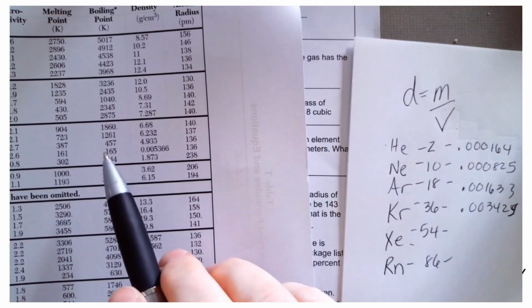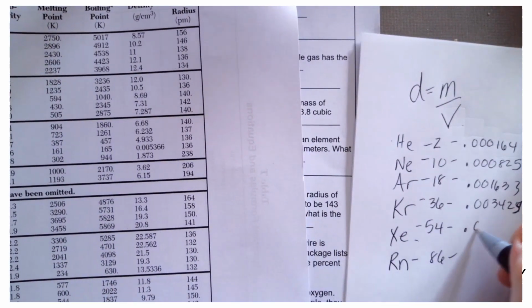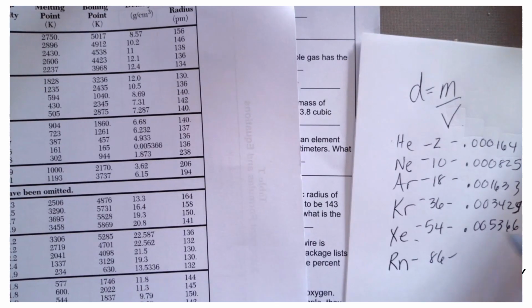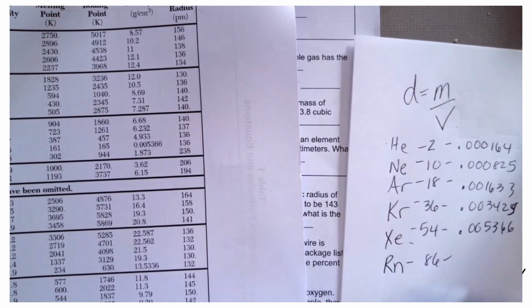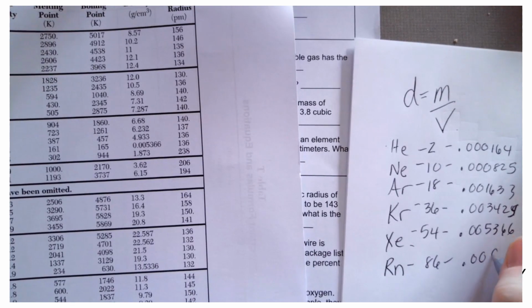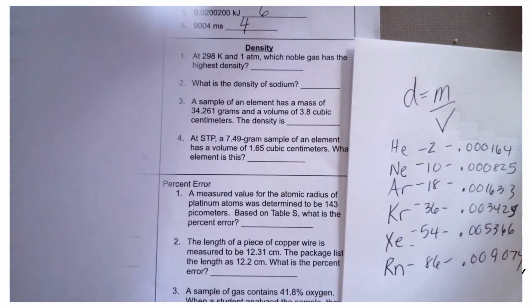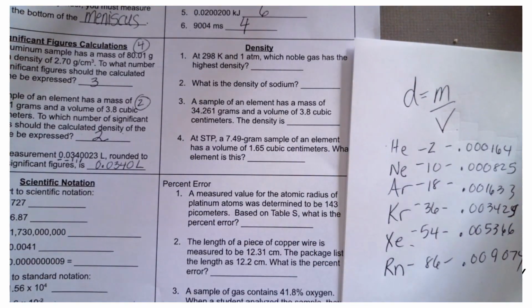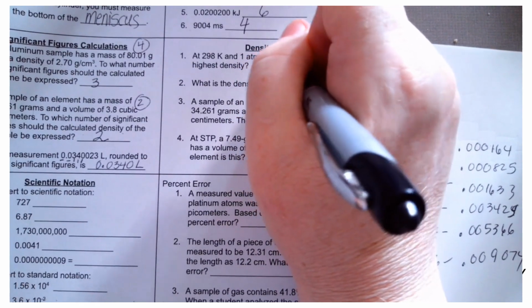xenon, 0.005366, and then radon is 0.009074. Go back to the question, which has the highest density? Well, this is the smallest number, and they're getting bigger like this, so it is radon.